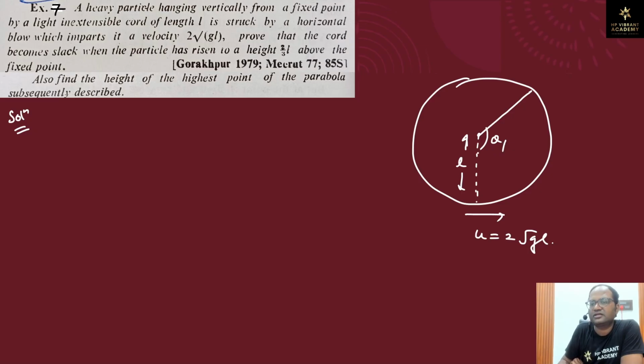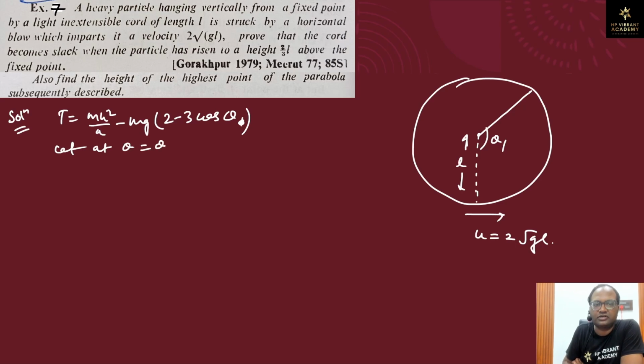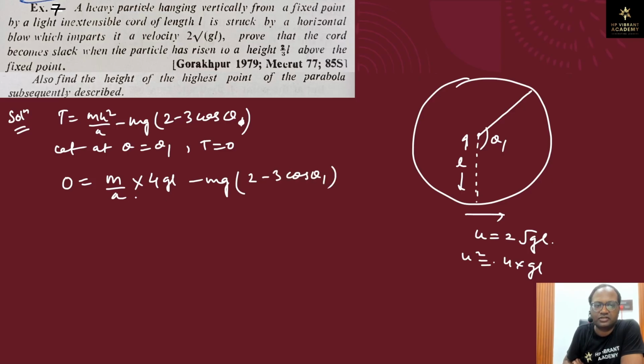So let us find this angle theta 1. Tension is given by m u square upon a minus m g into 2 minus 3 cos theta. So let at theta is equal to theta 1, tension is equal to 0. So 0 is equal to m upon a into u square, where u square is equal to 4 g L, minus m g into 2 minus 3 cos theta 1. In m u square upon a, a will be L because the radius is L.